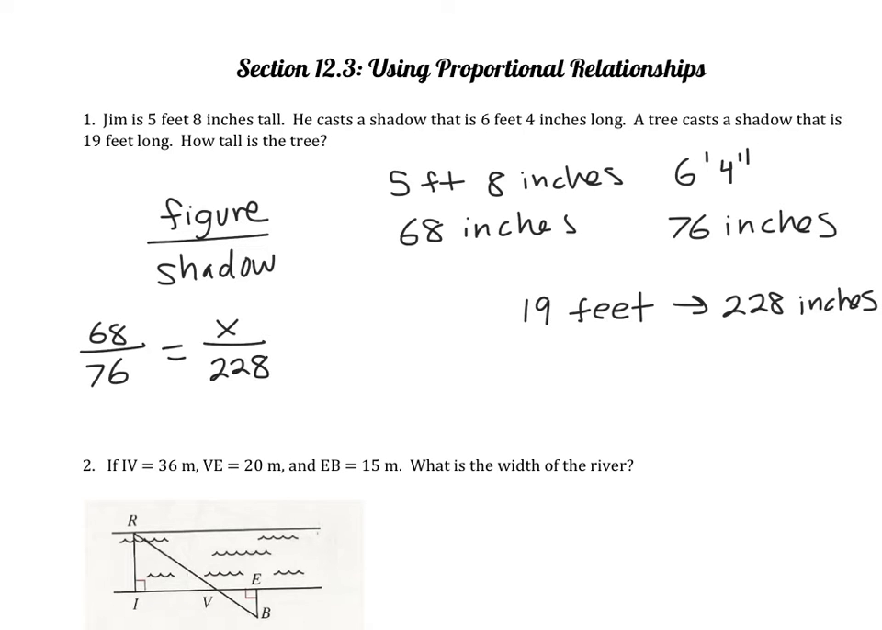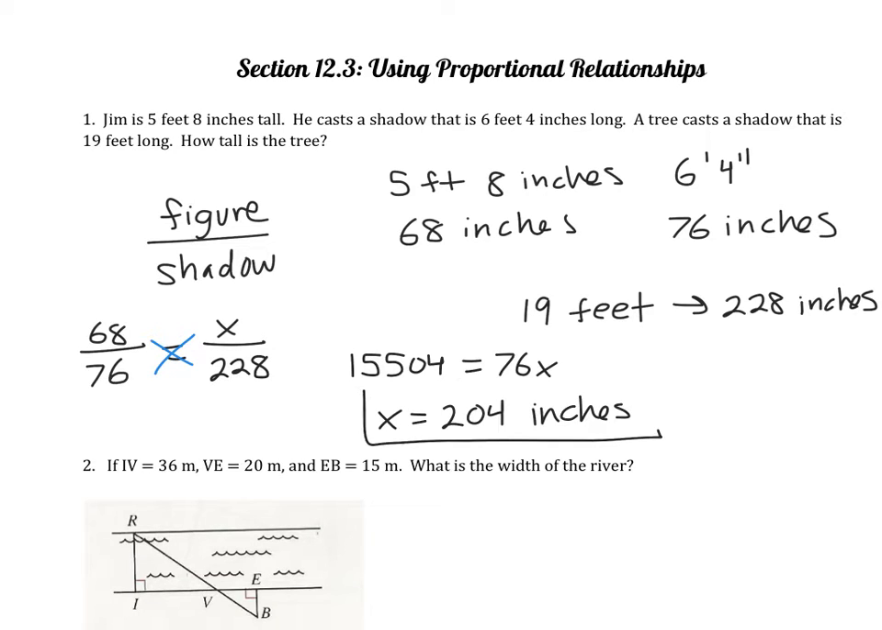So here we can cross multiply. So 228 times 68 is 15,504 equals 76x. And then x will equal 204 inches. So that's how tall the tree is. Now if you would like to convert this back to feet, we would just divide by 12, and that's also equal to 17 feet. Either way is fine.